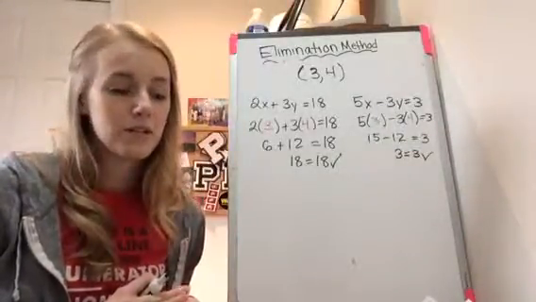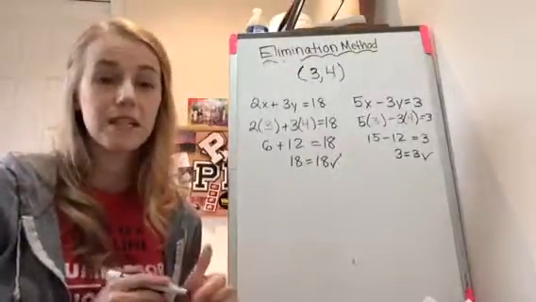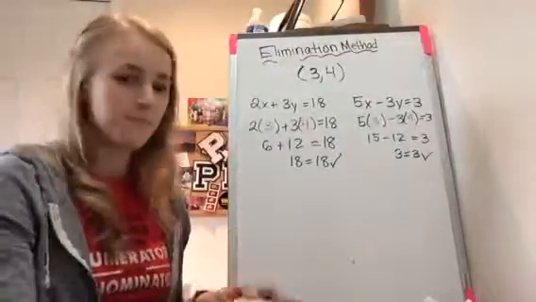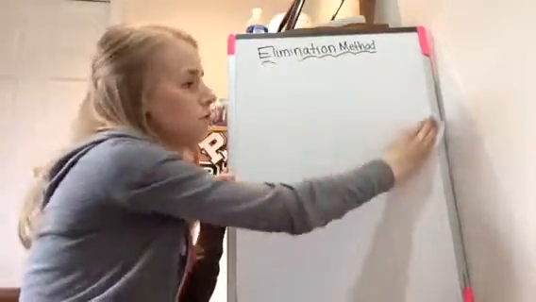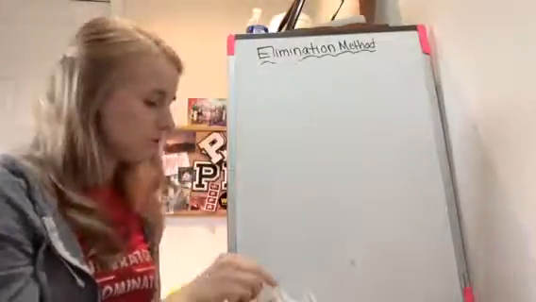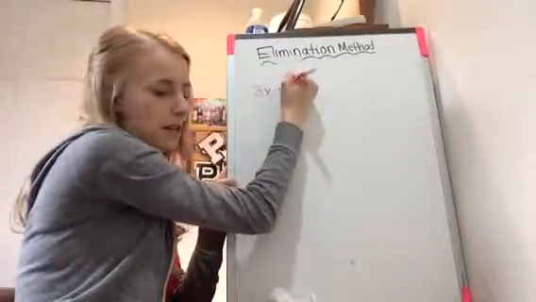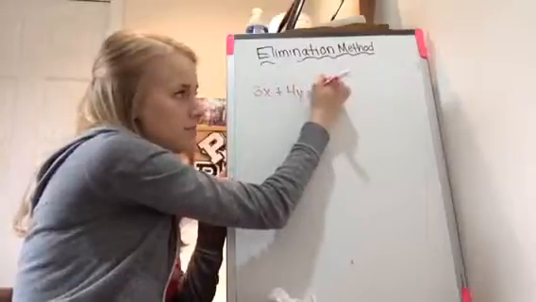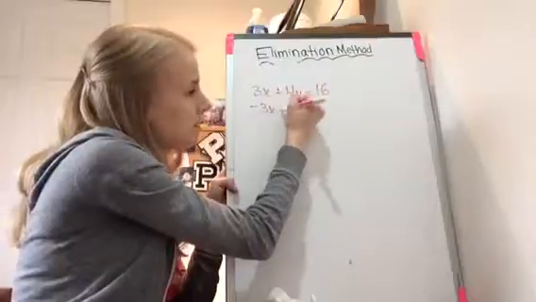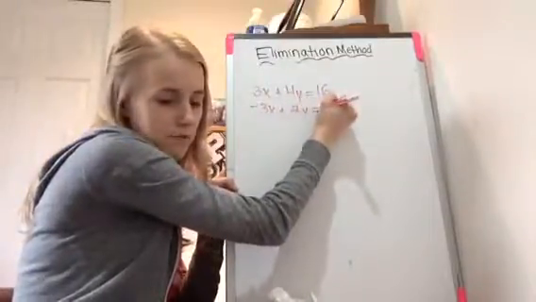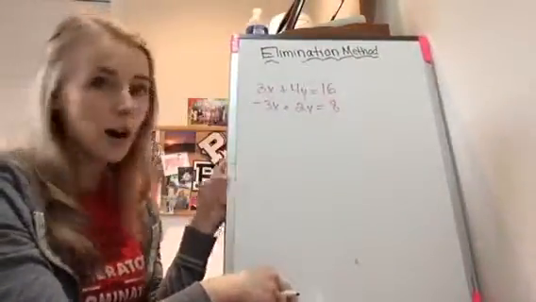Okay, what I want you to do now is pause the video and try the quick check on your own, following this same process. All right, so the quick check. You were given two systems of equations. You were given 3x plus 4y equals 16, and then negative 3x plus 2y equals 8.